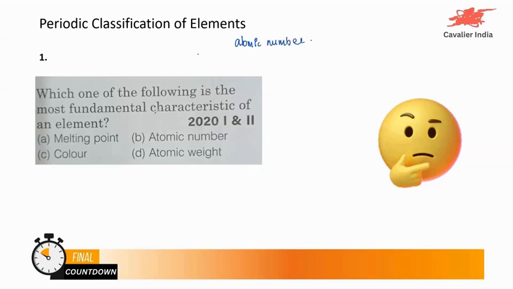So here the question is which one of the following is the most fundamental characteristic of an element? Option A is melting point. Option B, atomic number. Option C, color. Option D, atomic weight. Which will be the right answer? Option B, right. Very good. Atomic number is the right option. The most fundamental characteristic of an element is atomic number.